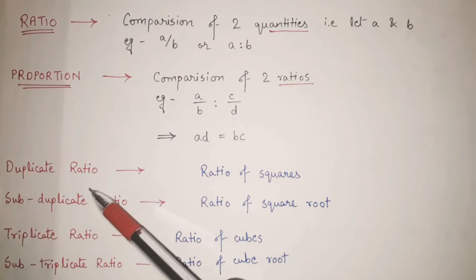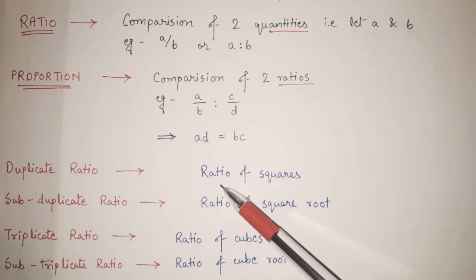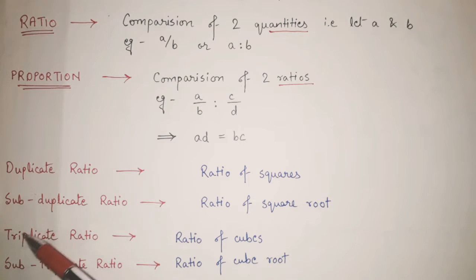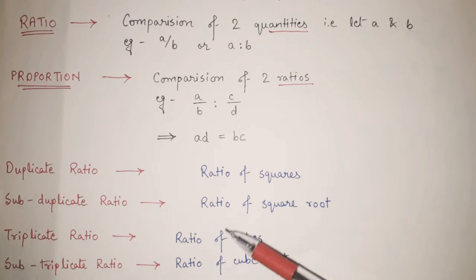So what is duplicate ratio? Duplicate ratio is nothing but the ratio of squares. What is subduplicate ratio? It is the ratio of square roots. What is triplicate ratio? It is the ratio of cubes. And what is subtriplicate ratio? It is the ratio of cube roots.